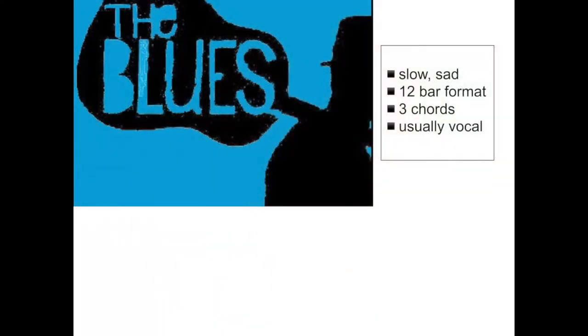Let's start off with the blues. So, the blues usually has 4 different identifiers. It's usually slow and sad in a 12-bar format. It has 3 chords and usually includes voice.